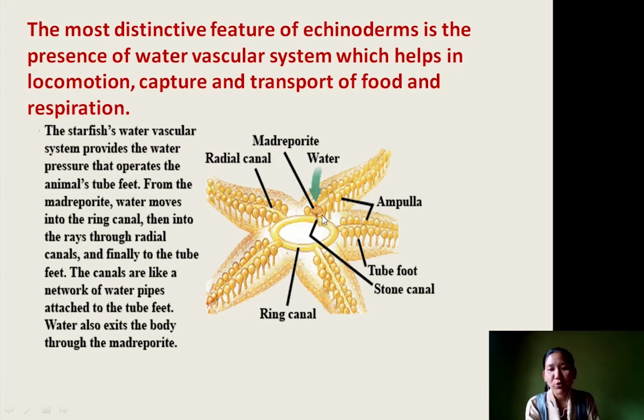Water enters through the madreporite and then into the canal, and then it moves into the ring canal, and from the ring canal it moves into the radial canal, and from the radial canal it finally moves into the tube feet. These canals are like a network of water pipes attached to the tube feet, and this helps in locomotion as well as transport and capture of food, and also helps in respiration by bringing in water rich in oxygen. So that's all about Echinodermata.